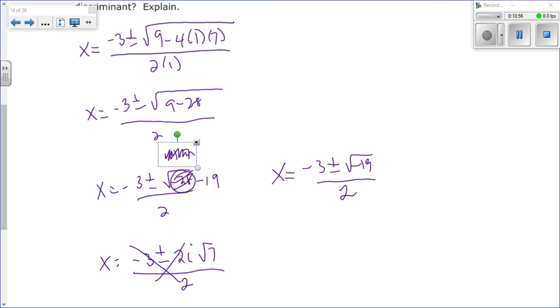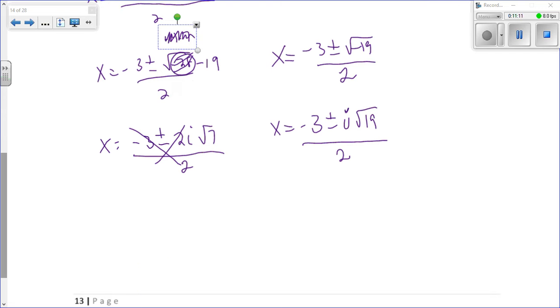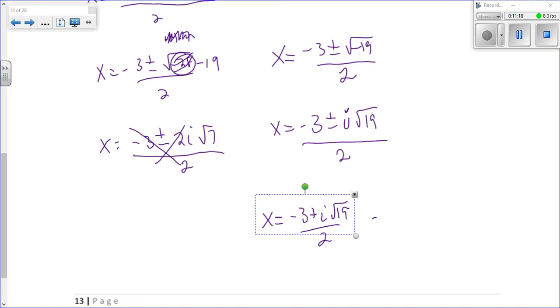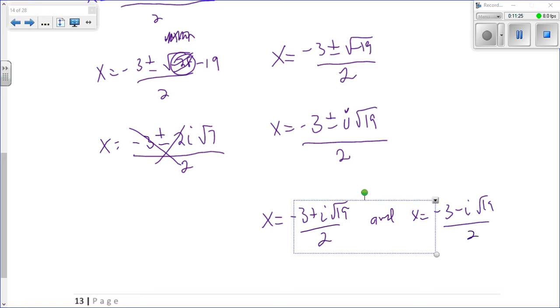So my two actual solutions, simplify it a little bit more. It's negative 3 plus or minus, take the negative out of the radical because that's one of those things we can't leave. We have to simplify it. So it's i radical 19 over 2. And to rewrite it as the two solutions, it would be x equals negative 3 plus i radical 19 over 2, and x equals negative 3 minus i radical 19 over 2. So those are my two complex solutions.